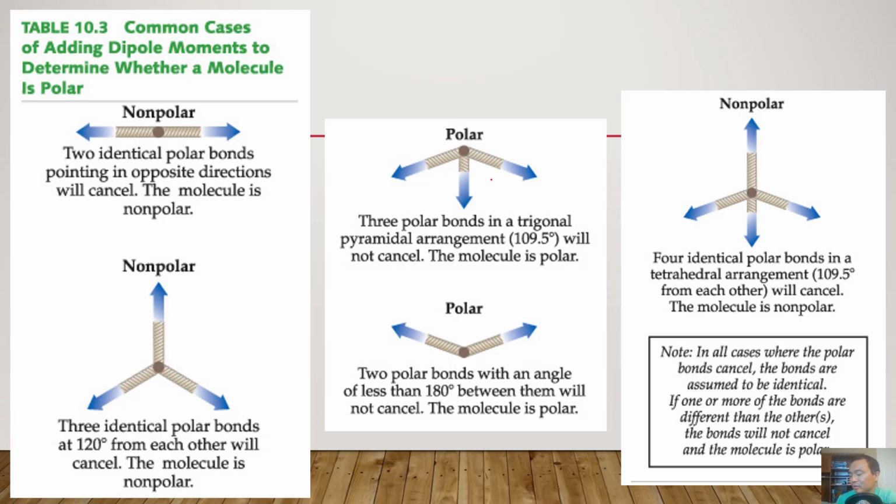For a more complicated situation, for example BF3, you have 3 BF bonds pulling in 3 symmetrical directions. So the bond polarity is totally cancelled out. The tug of war is totally balanced. So this molecule, BF3, is actually nonpolar. But do remember, as we analyzed, each bond is a polar bond.